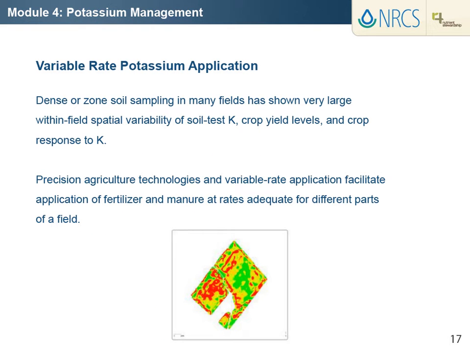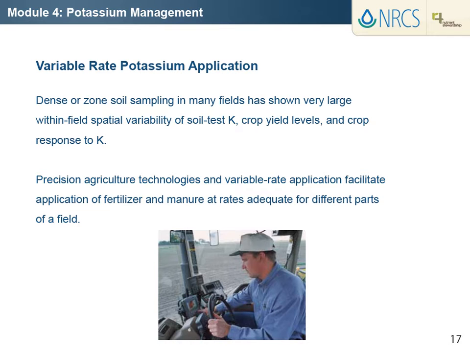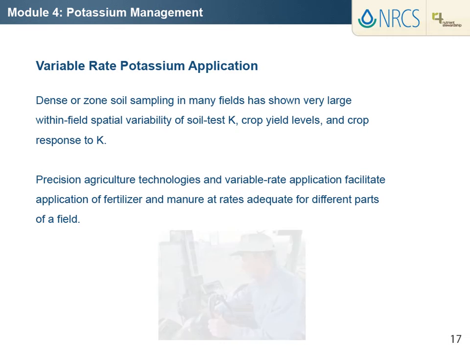Dense soil sampling in many fields has shown very large within-field spatial variability of soil test potassium, crop yield levels, and crop response to potassium fertilization. Precision agriculture technologies available to producers or custom fertilizer applicators facilitate application of fertilizer and manure at rates adequate for different parts of a field based on soil test potassium and estimated potassium removal.